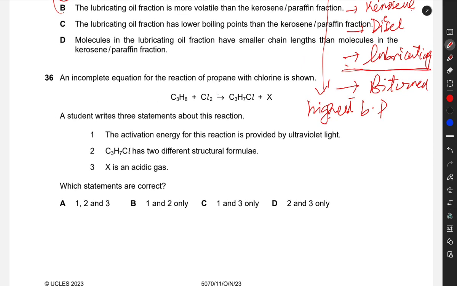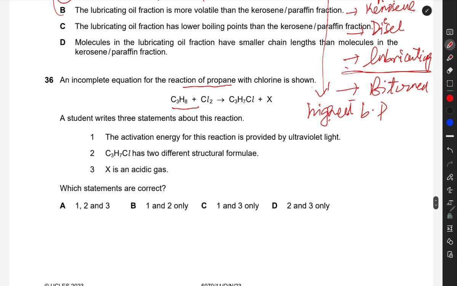An incomplete equation for the reaction of propane with chlorine is shown. A student writes 3 statements about this reaction. The activation energy of this reaction is provided by ultraviolet light. Yes, sunlight is the main condition of this substitution reaction. It is correct. C3H7Cl. Yes, this is C3H8. 1 mole of chlorine substitutes only one hydrogen atom. So C3H7Cl and HCl.